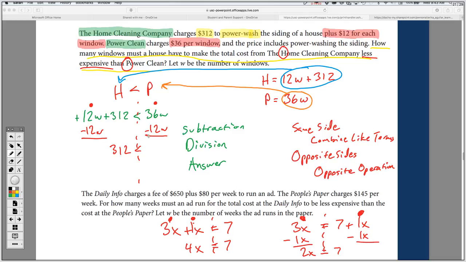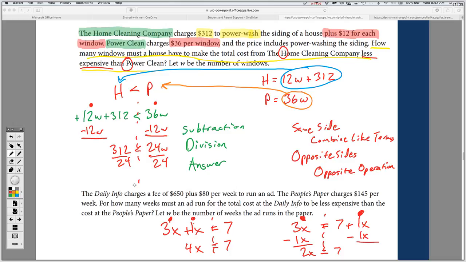Now 24W, what operation is happening when they're close? Multiplication. What is the inverse operation? Hey, let me finish. What is the inverse operation? Good job. All right, divide by 24. 24 goes into 312 how many times? 13? Okay, I'm going to believe you guys. More than one said it. So it's 13 is less than W.